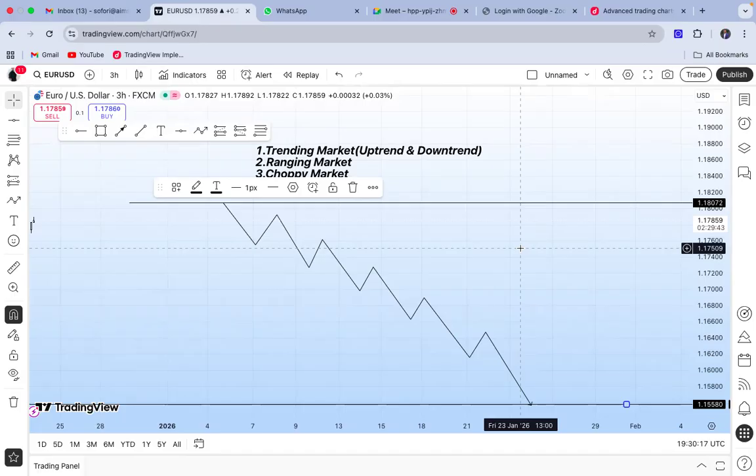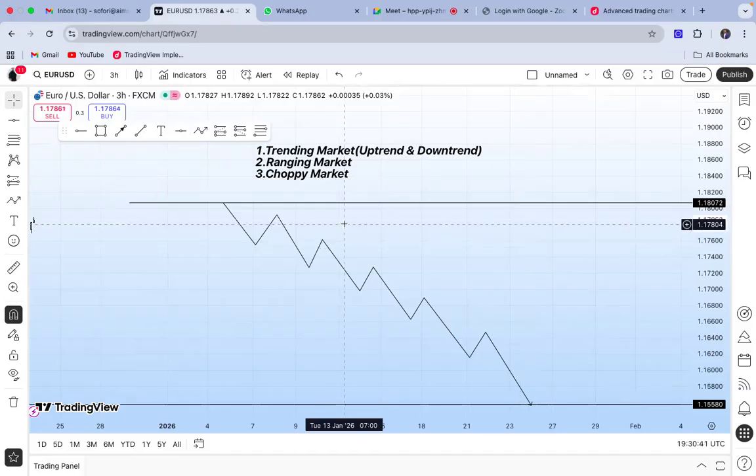So for an uptrend, the particular asset we are looking at, the particular currency we are looking at, is seeing a significant increase. And for a downtrend, it is seeing a significant decrease. So there is a rise in price in the uptrend, and there is a decline in price in the downtrend. That is what it means.